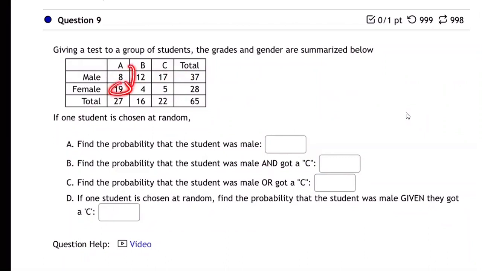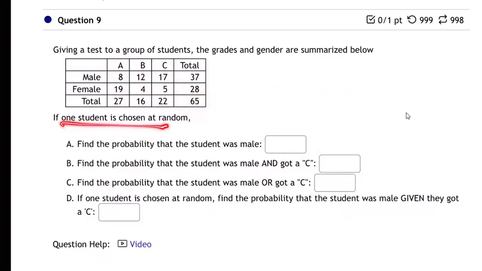Same thing down here, females who got an A. This is females who got a B. These 4, this 5 is females who got a C. And then there's the total number of all the females. And then at the bottom, this is the total number of people that got A's, male and female. Total number who got B's, male and female. Total number of C's, male and female. And then the total number of all the students in this study.